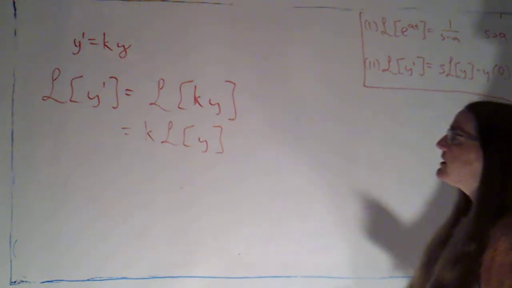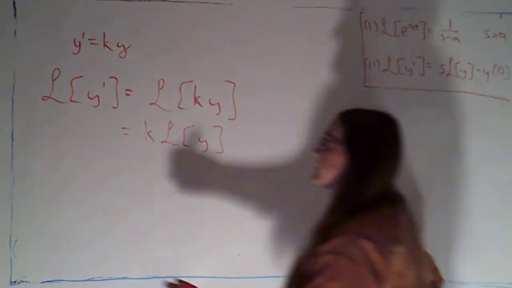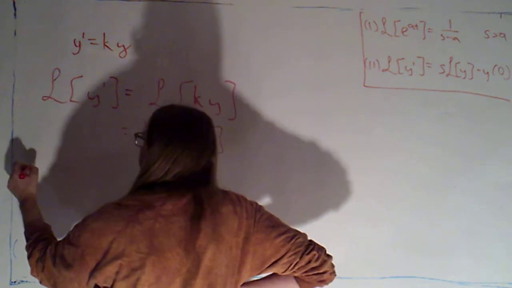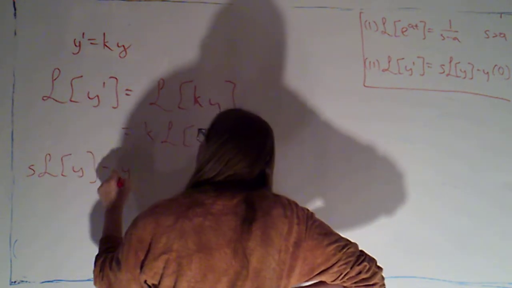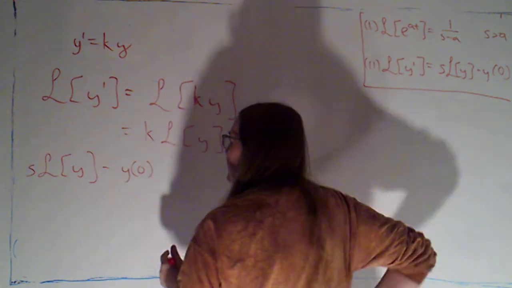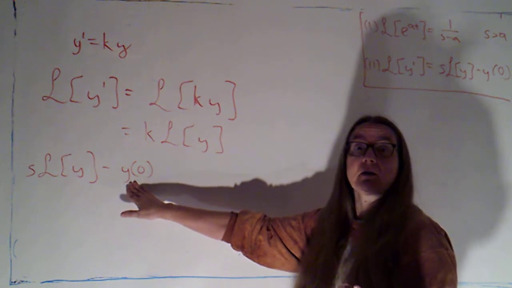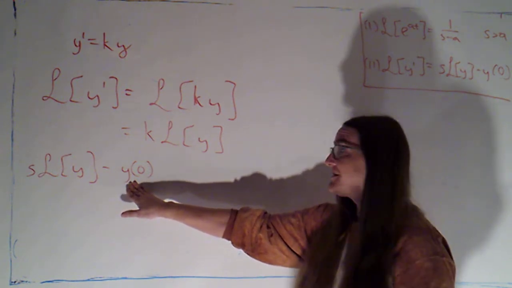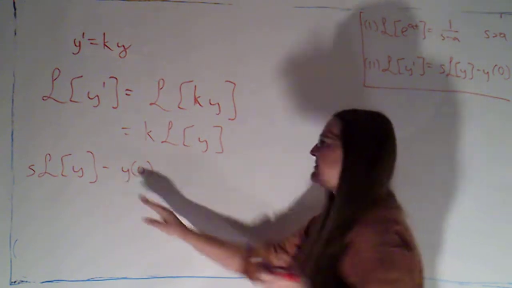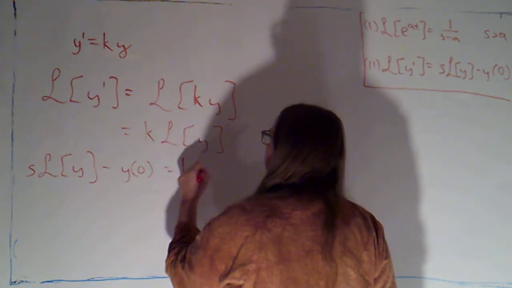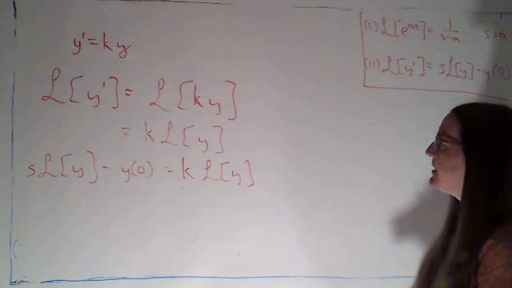Now on the left-hand side, I'm using rule 11 for our derivatives. So I'm just going to get, I'll come down here where I've got more space, s copies of the Laplace transform of y minus y of 0. Now, since I wasn't given an initial value, this is just my arbitrary constant. The arbitrary constant corresponds, in this case, to the y value at time 0. And that's equal to k times the Laplace transform of y.